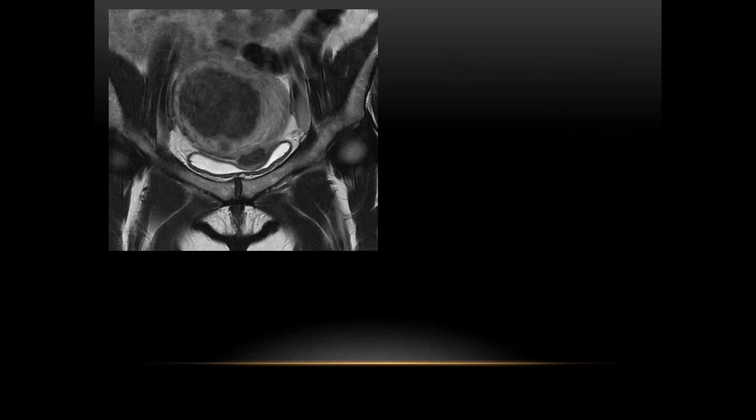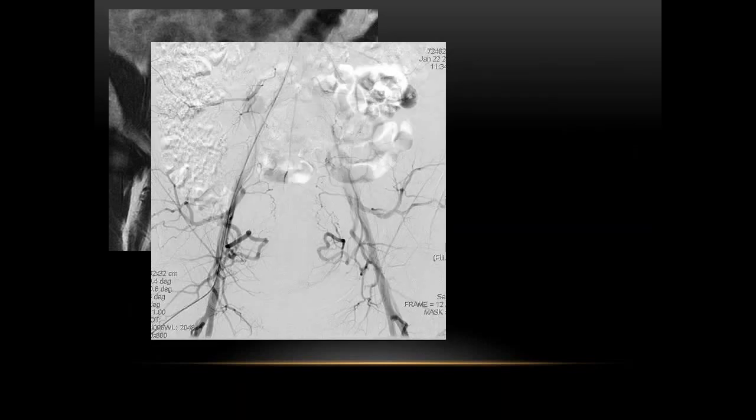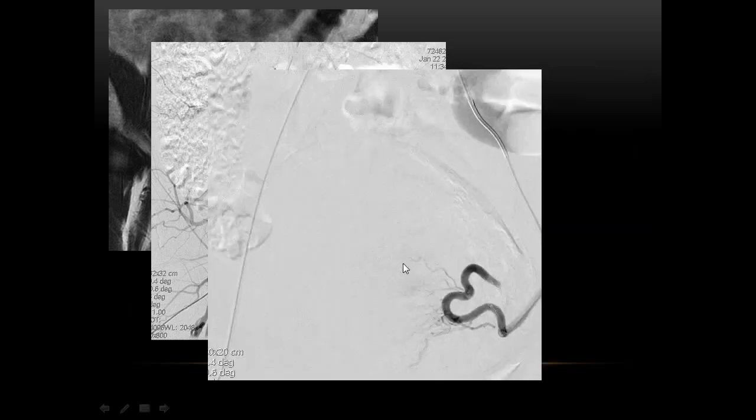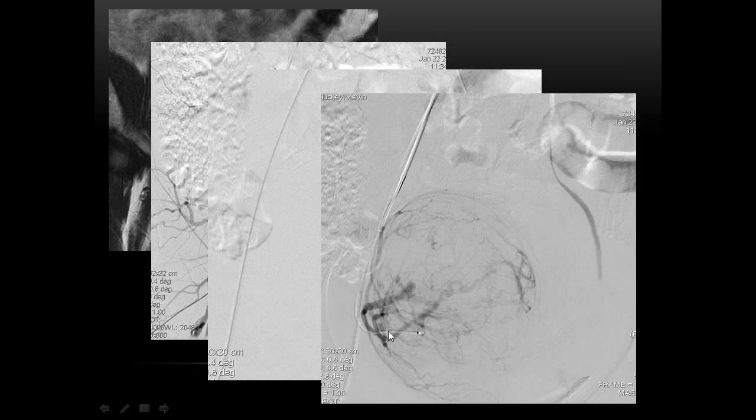This is just another example. And this is actually showing the angiogram, showing both of the uterine arteries. They select each uterine artery out, and they embolize with particles.